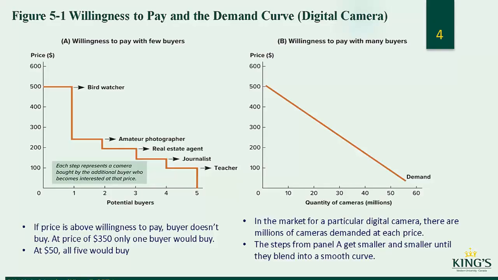We could think of if there were hundreds or even thousands of consumers, then it would become more granular. So the steps from panel A would get smaller and smaller and smaller until they blend into a nice smooth curve. So the bottom line here is that we can interpret the demand curve as a marginal benefit.